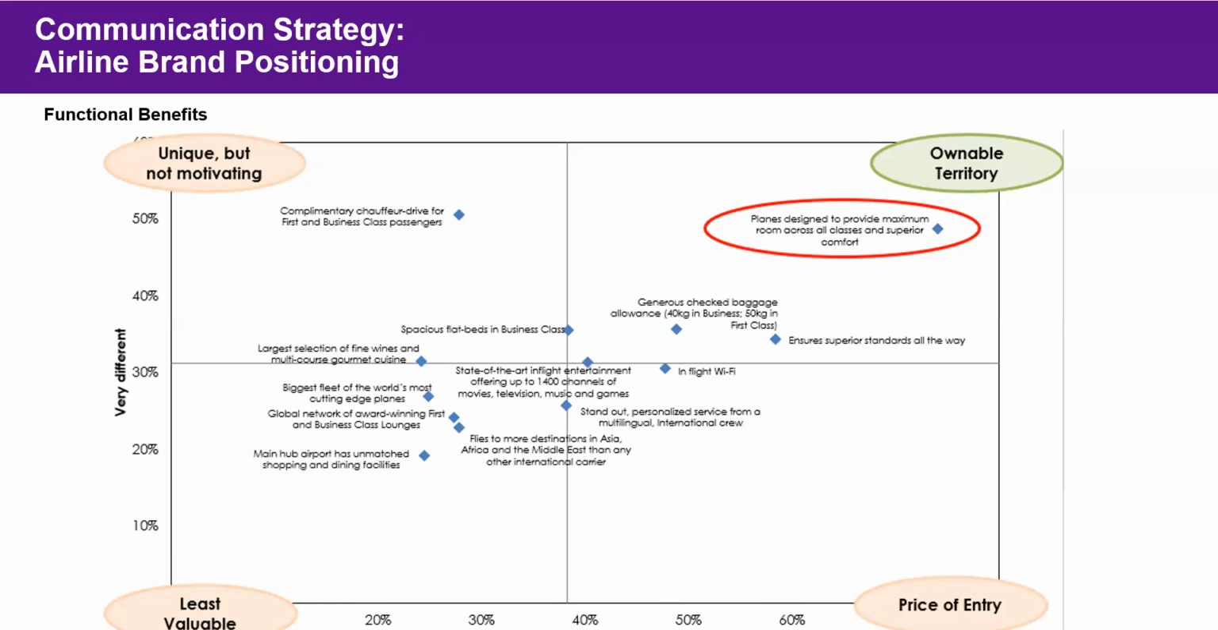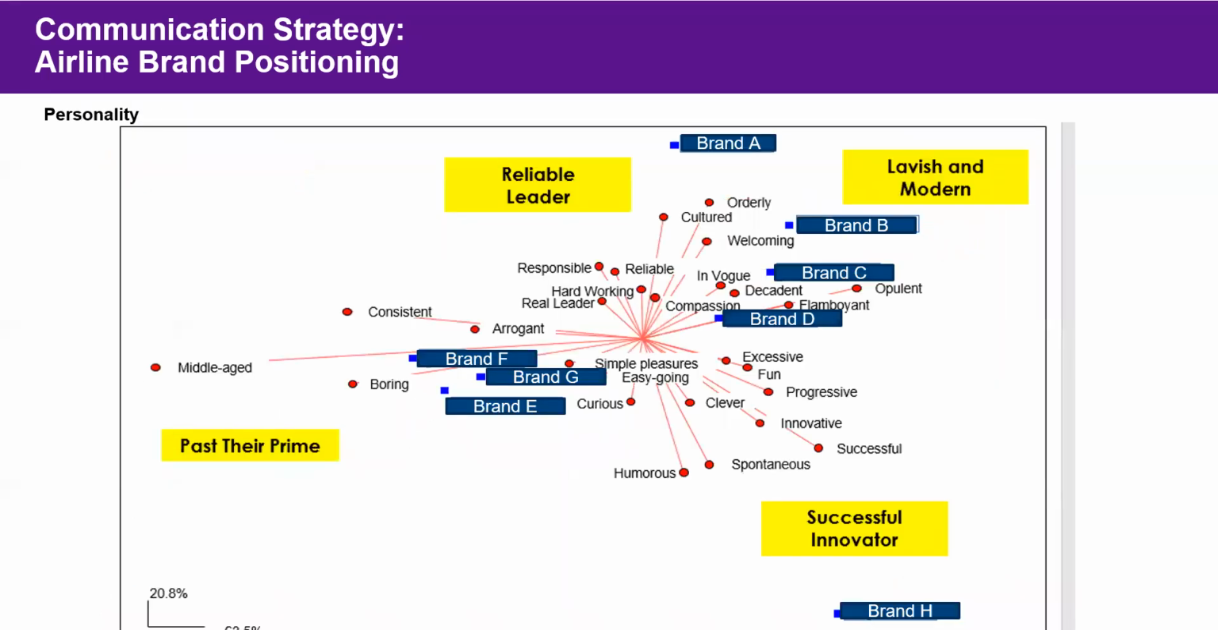So in the top right, we're seeing the functional benefits that were ownable territory for this luxury airline brand. And we saw one stand above the rest, and that was that their planes were designed to provide maximum room across all classes and superior comfort. So that functional benefit was something that this research was telling us we should be very forward facing with in our communication strategy.